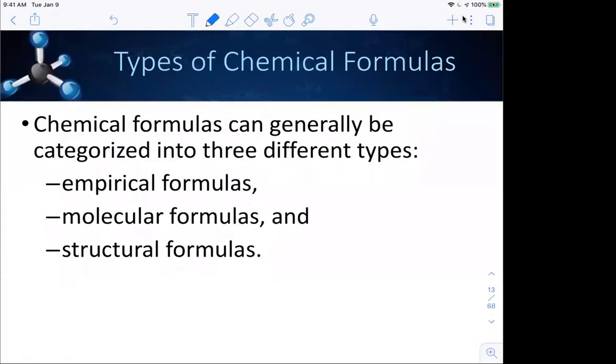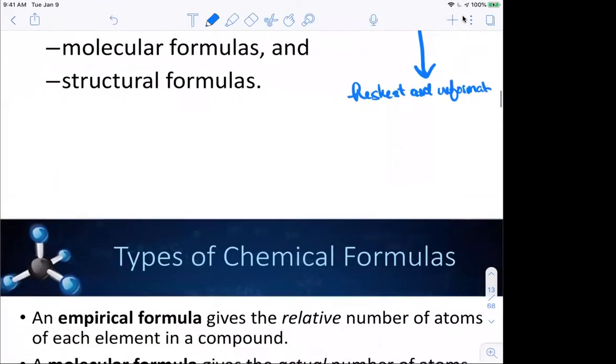Now, chemical formulas can be categorized into 3 different types: empirical formulas, molecular formulas, and structural formulas. Each one of these types of formulas gives us different information, so I use the one that is necessary for whatever situation I happen to be in. This is the lowest amount of information, and this is the highest amount of information. And then I sort of vary. So let me explain that.